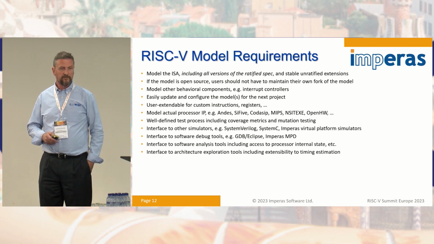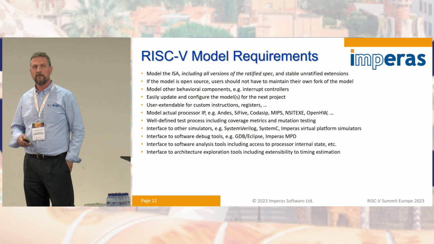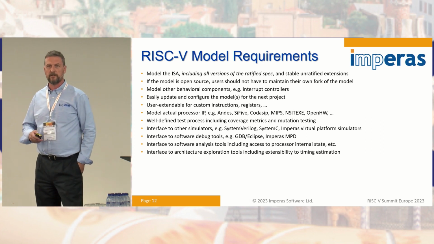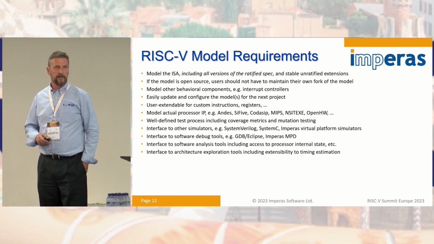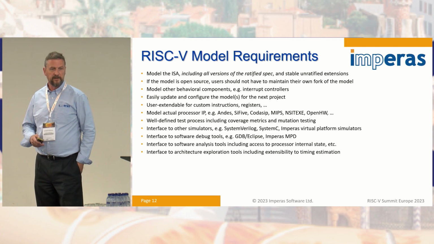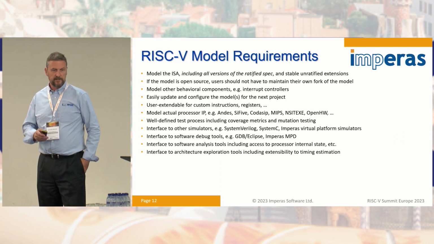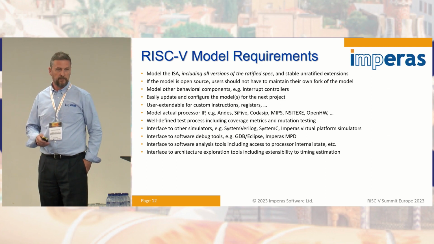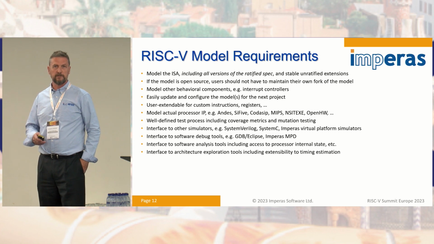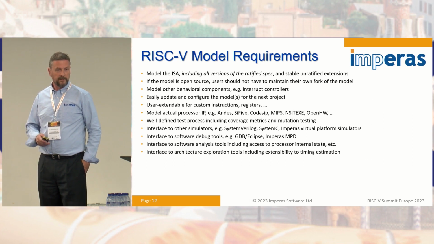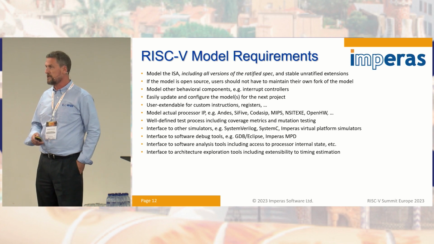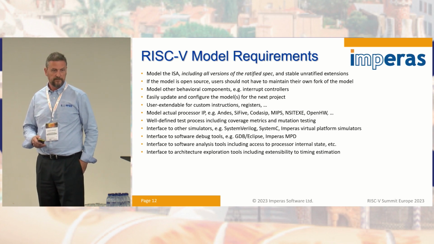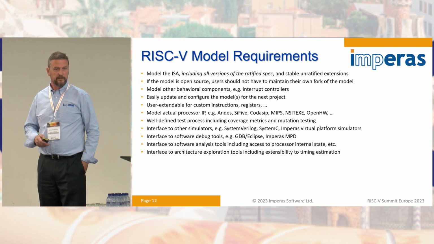On top of that, you need to have well-defined test processes. You need to have coverage metrics, so you know that everything's been covered. And we think we need to have mutation testing, so you're actually changing your test algorithm to make sure that everything is being covered and that everything is being made visible. And then finally, you need some interfaces. You need interfaces so you can use this model in SystemVerilog, SystemC, the Imperas virtual platform environment. You now have the ability to use attached debug tools, standard GDBs, Eclipses, Imperas MPD, the multiprocessor debug environment. And then software analysis tools to allow you to access the internal state of your processor and see exactly what's happening at any one time. And then finally, you need to be able to do exploration and add potentially other timing estimation and get other levels of accuracy.